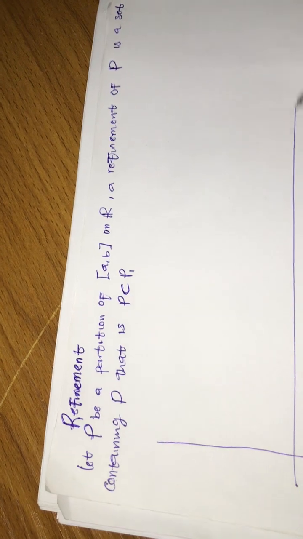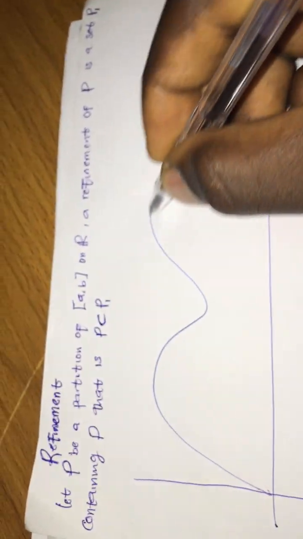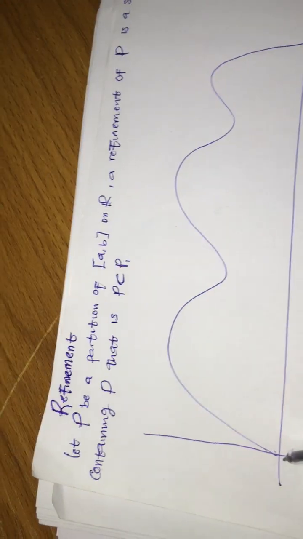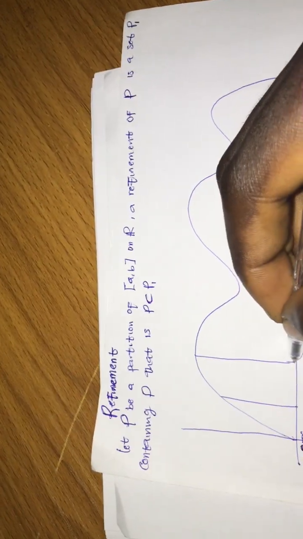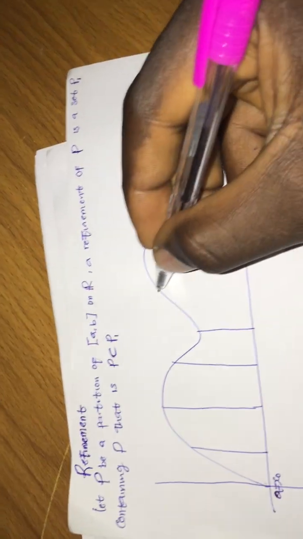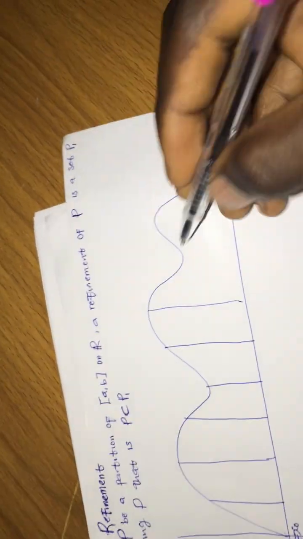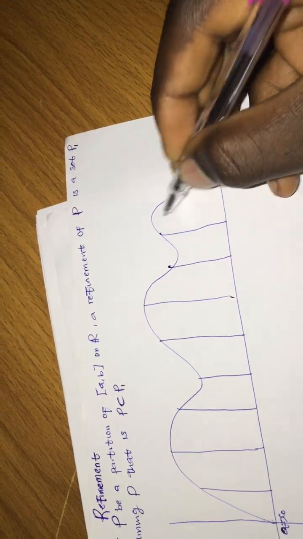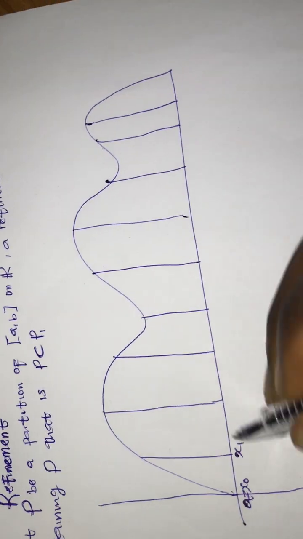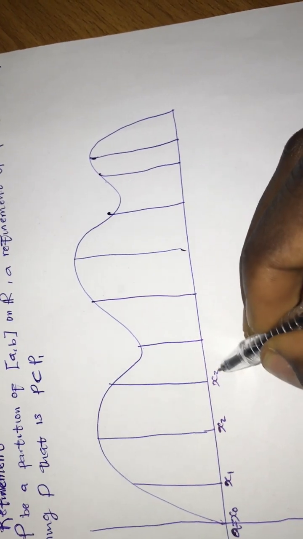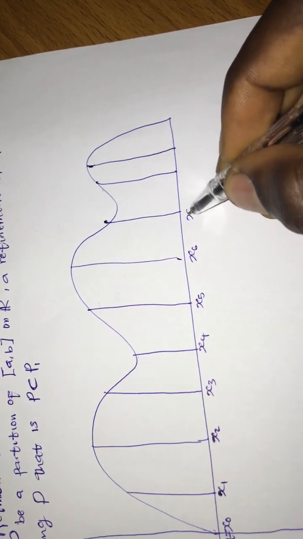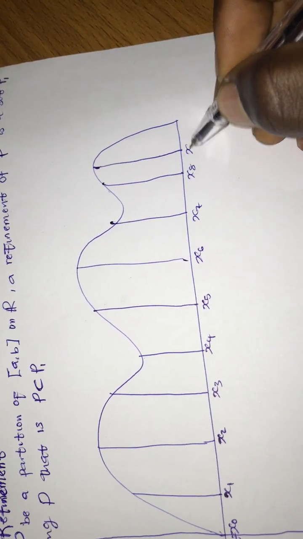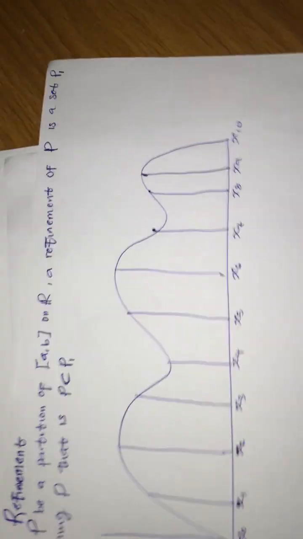Now we have this rough shape. For example, here is a equals x0, this starting point here. Now if you slice it, you are going to have x1, x2, x3, x4, x5, x6, x7, x8, x9, x10, for example. Now, this is a partition.